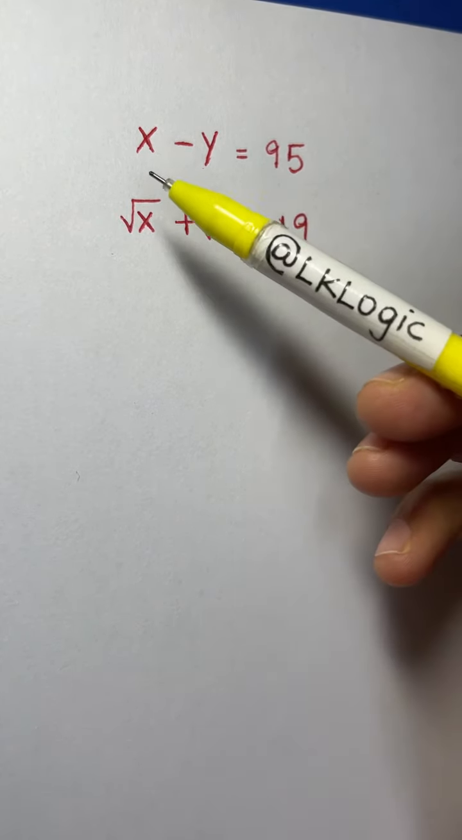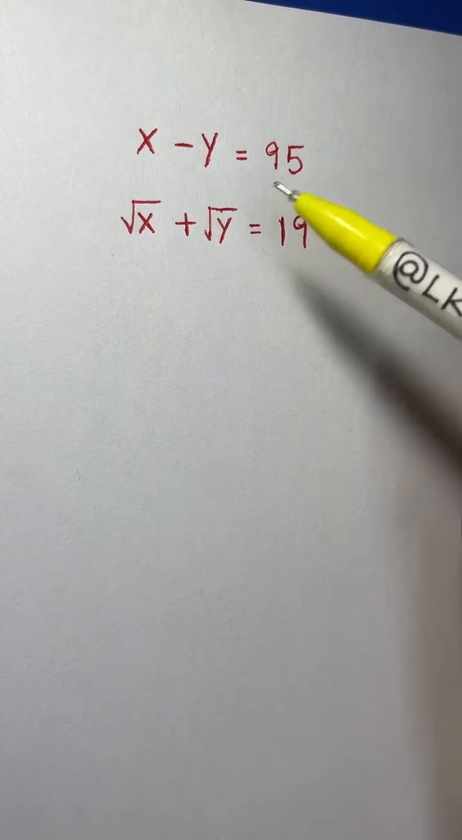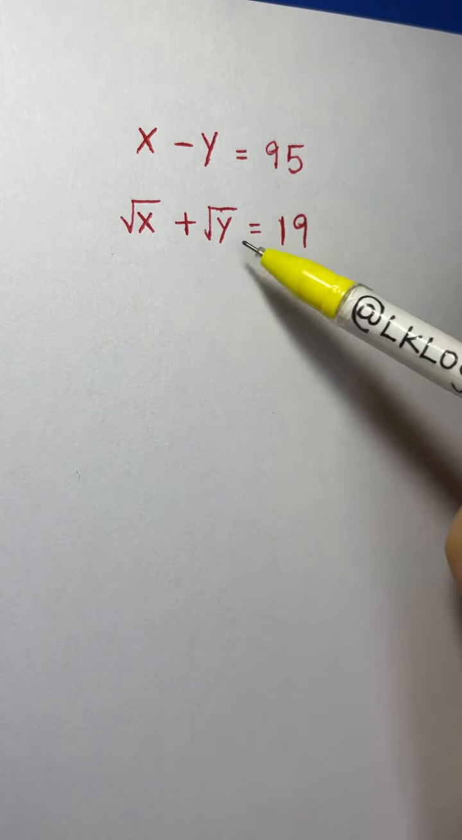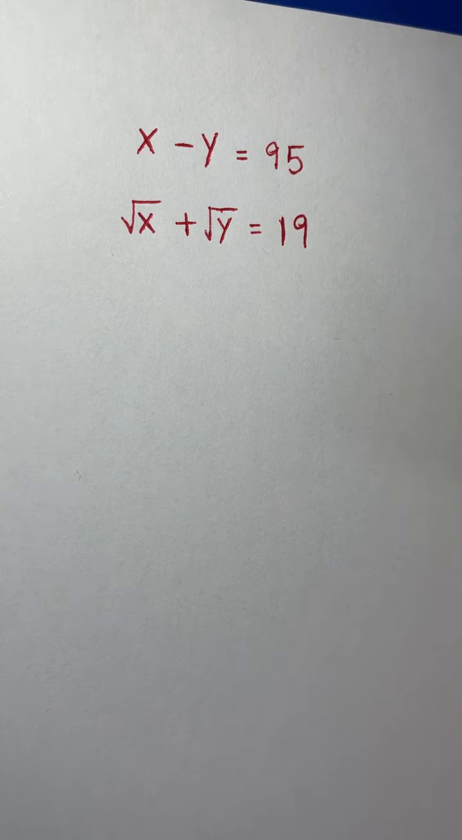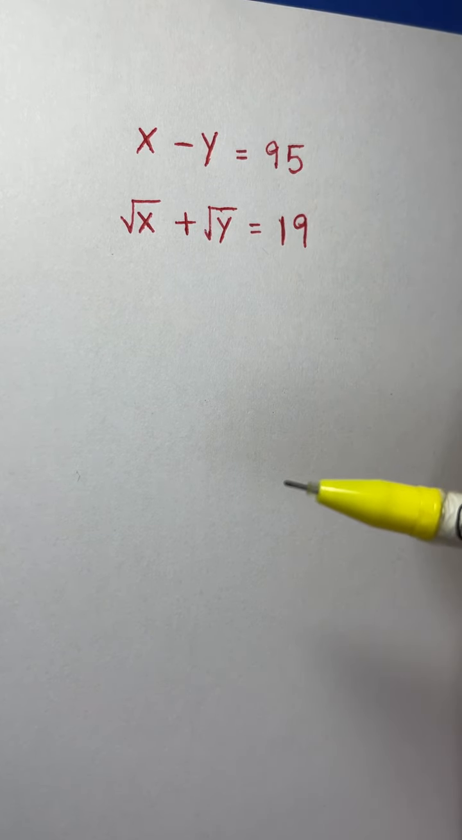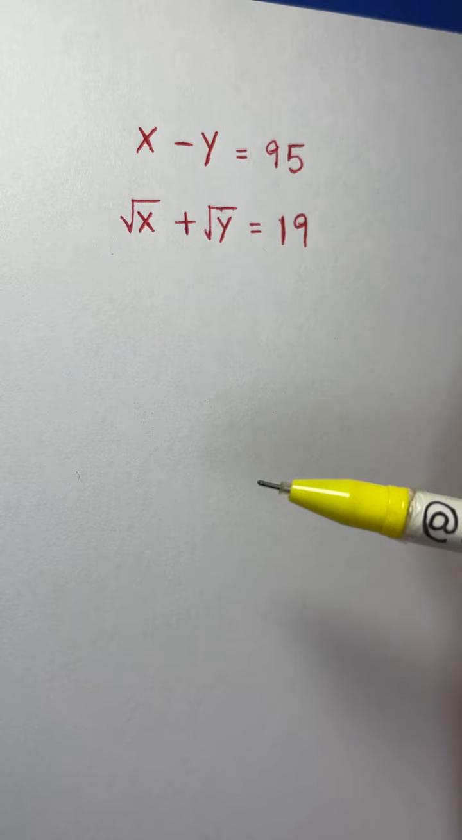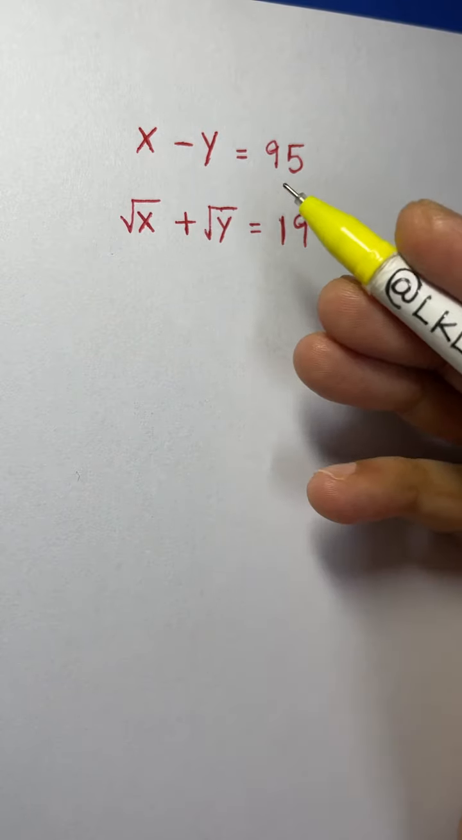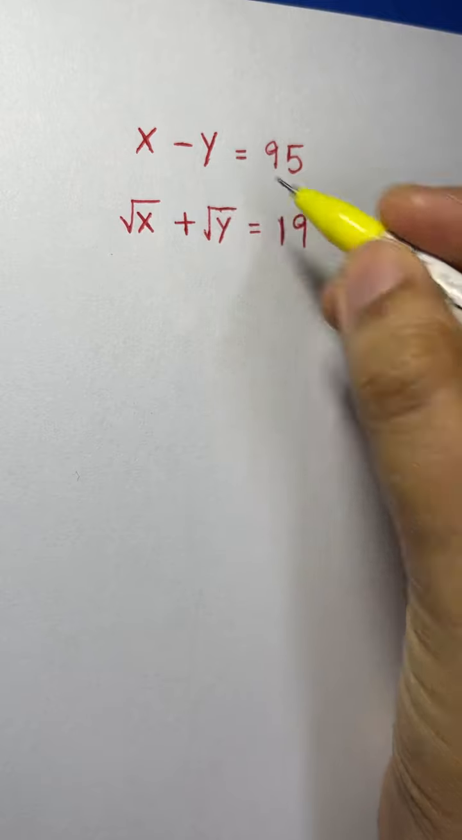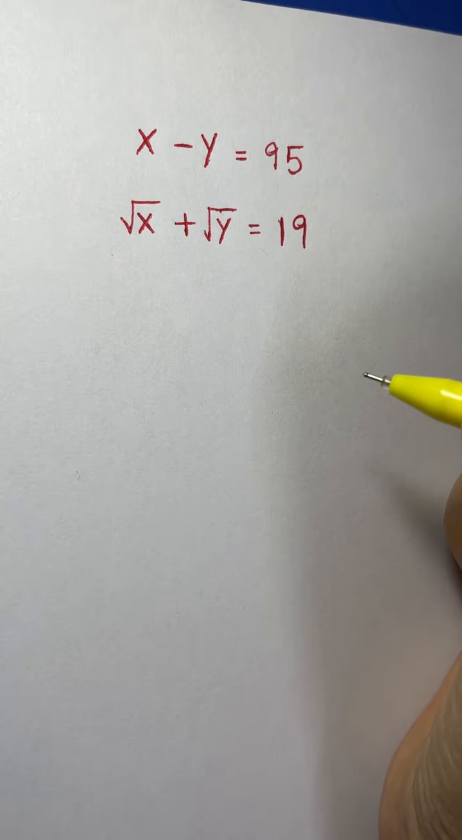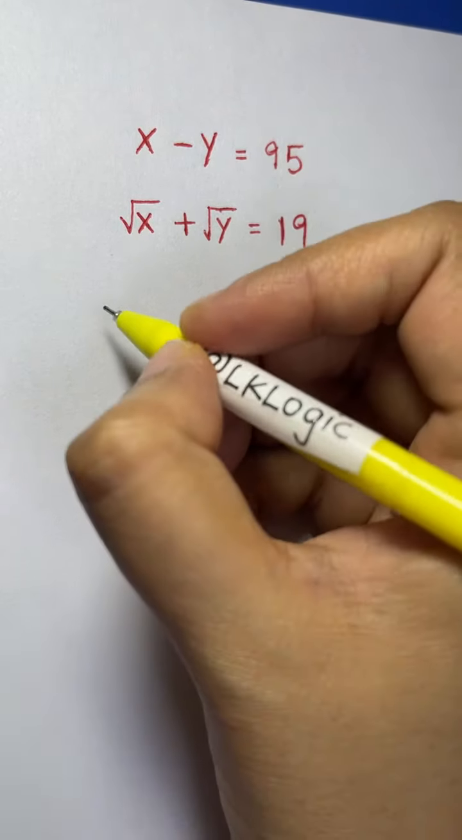So here I have x minus y equals 95 and square root of x plus square root of y equals 19. So how can we solve this? If you have any idea, you can write it in the comment box. Now here I have x and y. So what I'm going to do is, first I'm going to write that and then you'll come to know what I have done.